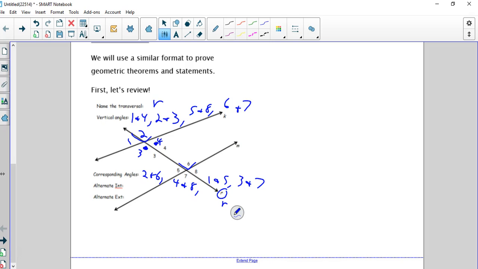Now, alternate interior. Remember, those are going to be on opposite sides of the transversal. So that's going to be 4 and 5. Alternate exterior, just like alternate interior, but outside. So 2 is with 7, and 1 with 8, because they're on opposite sides of the transversal.